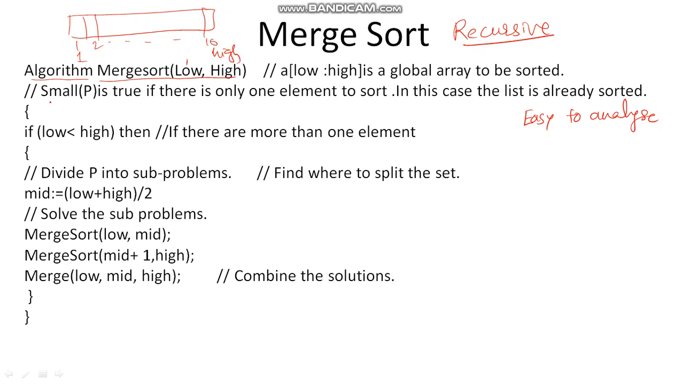Then small p: A is an array from low to high, a global array to be sorted. A is not passed as a parameter here, so A is a global array, and small p is true if there is only one element. If your array contains only one element, it means the array is already sorted. In this case, the list is already sorted.